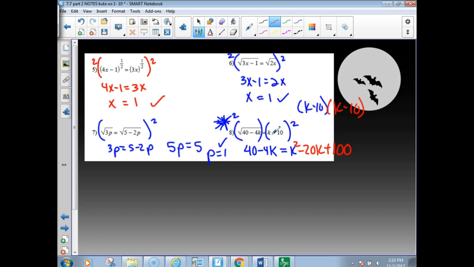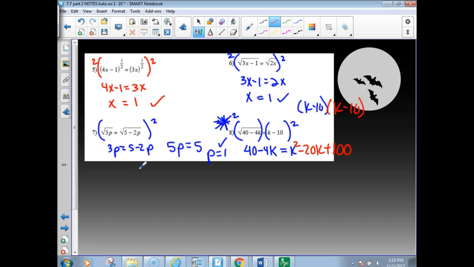When you do a binomial squared, K times K is K squared. K times negative 10 is negative 10K. Double it is minus 20K. That helps you understand completing the square, too. 10 times 10 is 100. Why do we double the 10K? Because you get two of them. That's why we cut the value here in half when we want to complete the square.